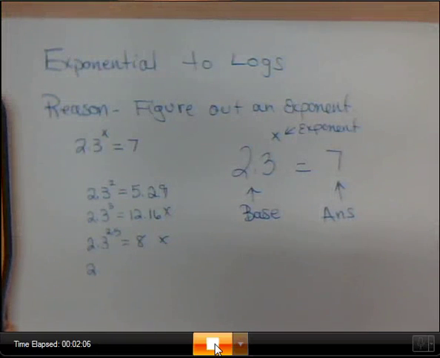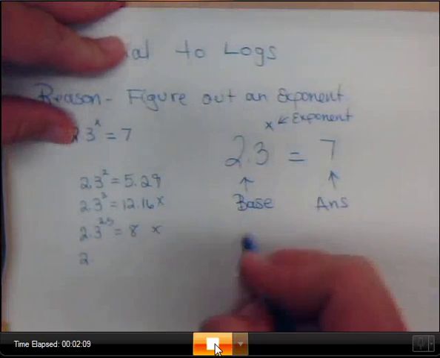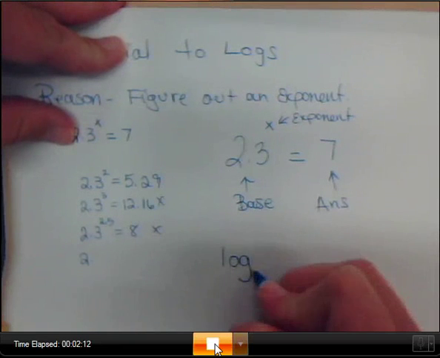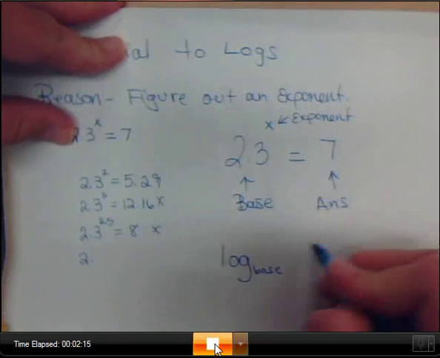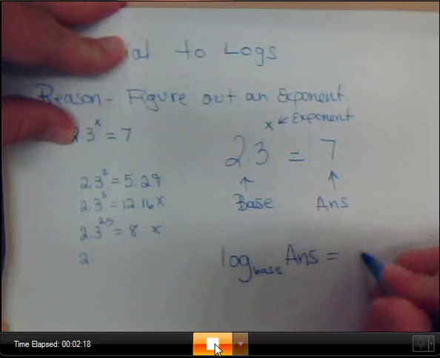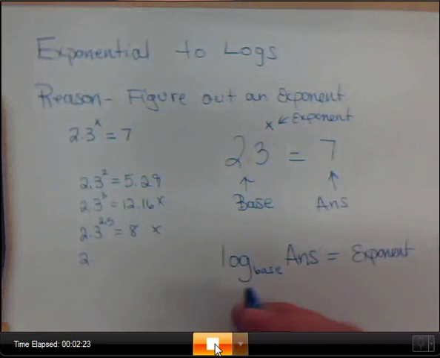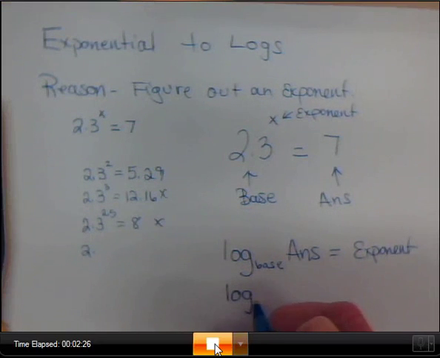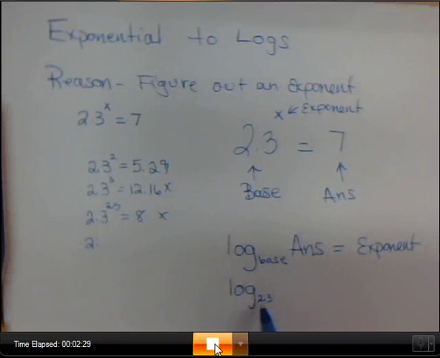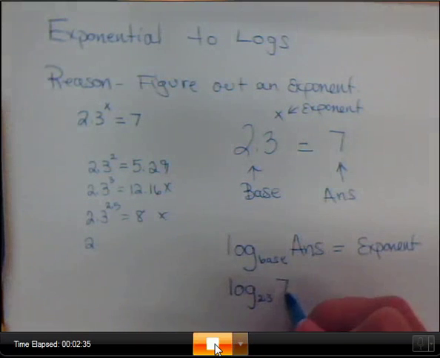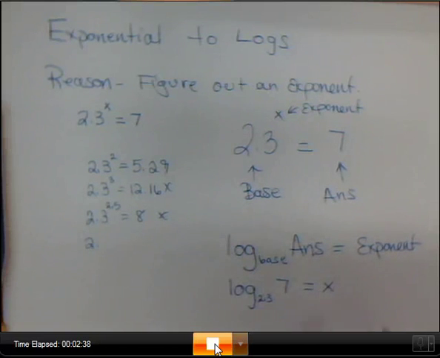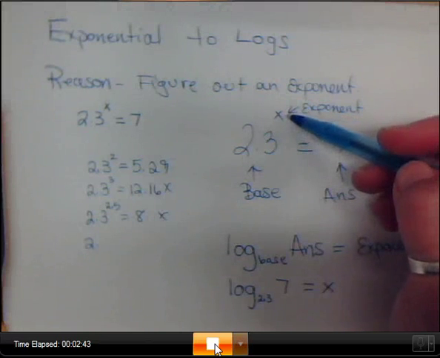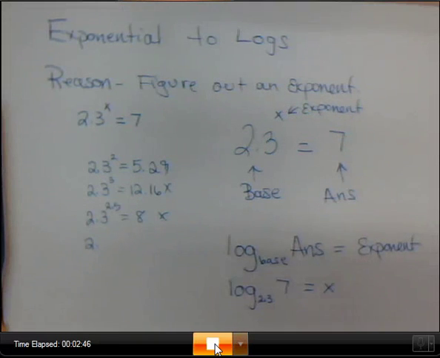Now, if we wanted to write this in log form, it would be log, with a little base as a subscript, of the answer equals the exponent. So if I were to put this in logarithm form, my base was 2.3, so I'd have log base 2.3. Notice 2.3 is written little and it's lower than the log. And then my answer was 7, and that equals x. Now I could plug this into my calculator and figure out an exact answer for that x value. And we're going to learn in a different video how to do that.